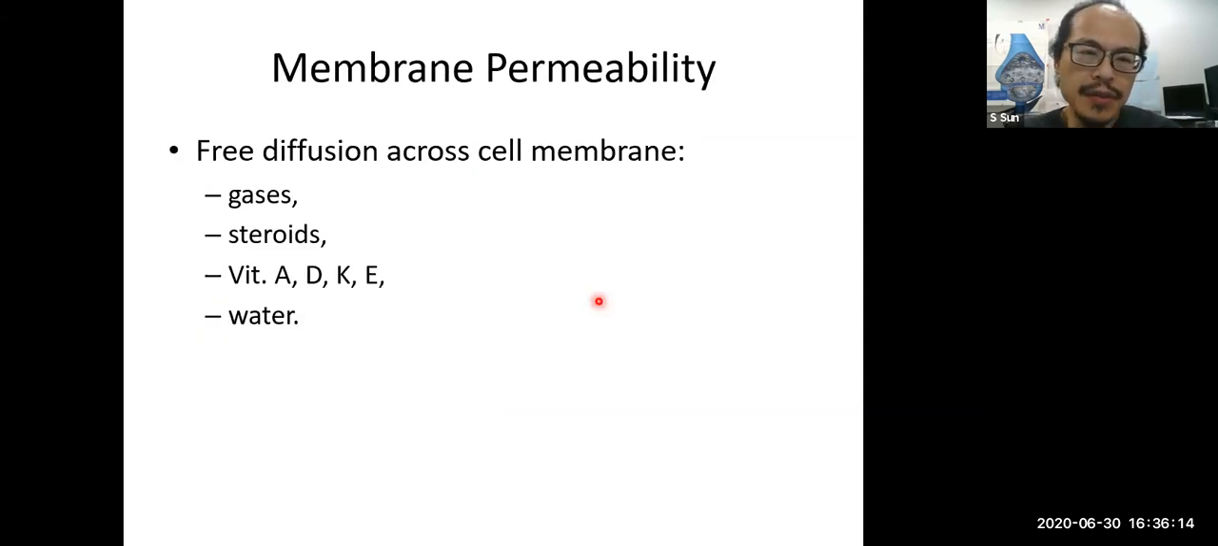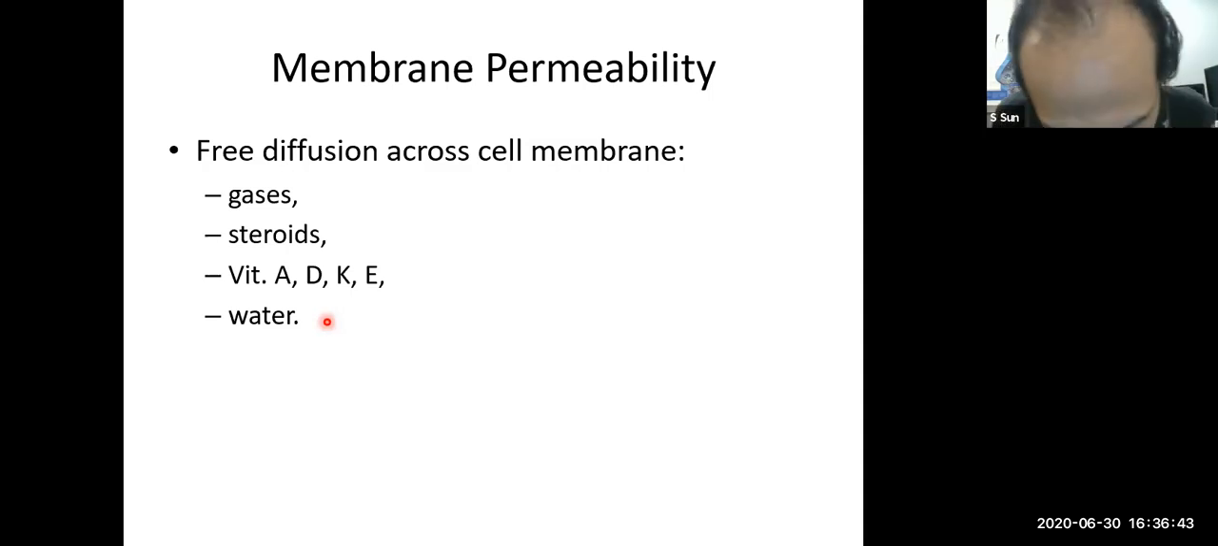Another thing you need to know is that this membrane is lipid, so it's impermeable to a lot of things. Something we feel very common, ions, for example sodium, potassium, they cannot move across the membrane. Okay, so this group of substances is important to be memorized.